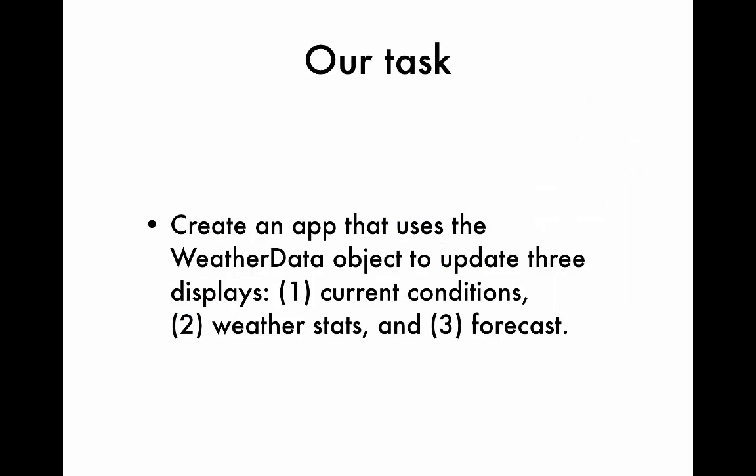So here's our task list. It gives the specific displays that we need to update: 1, current conditions, 2, weather statistics, and 3, forecast. And we're using the weather data object to perform these updates.